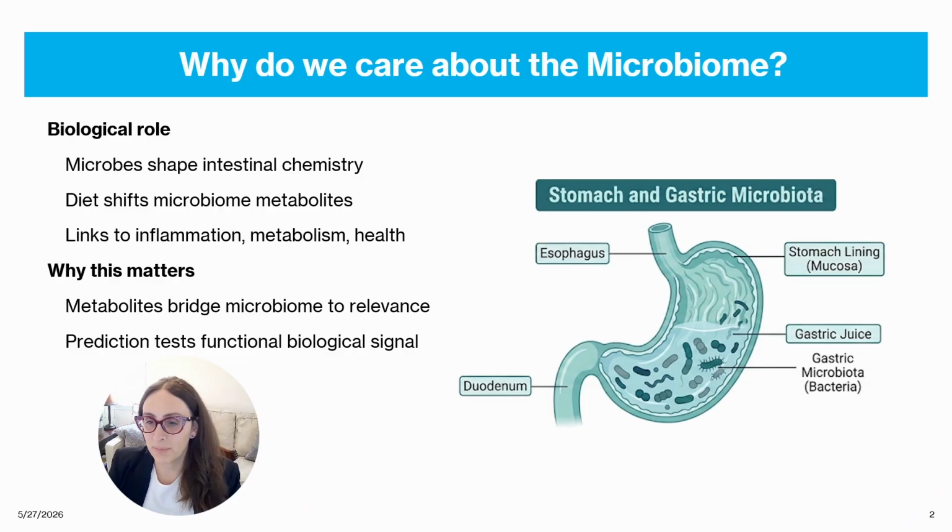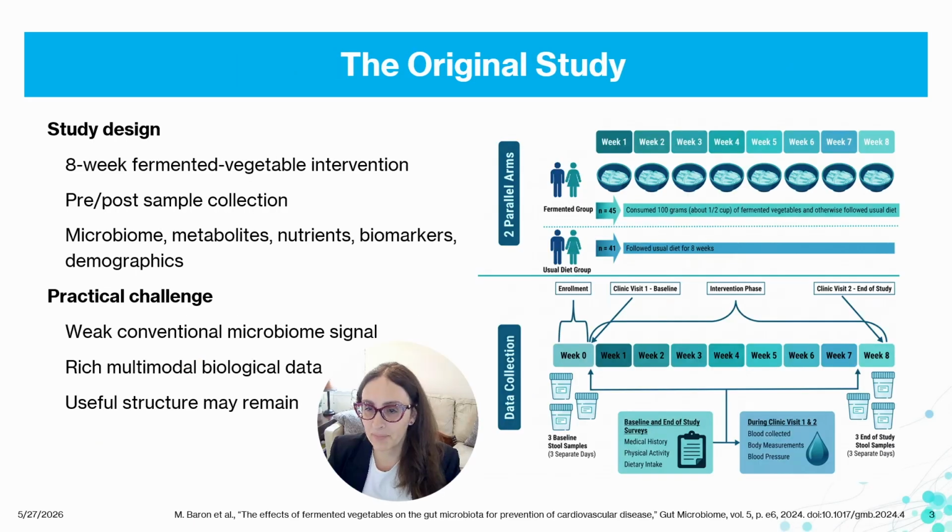This project starts from a simple biological idea. Gut microbes can alter the chemical environment of the intestine, and those changes may affect human health through larger community-level patterns. Metabolites are central here because they give us a measurable signal of that process.